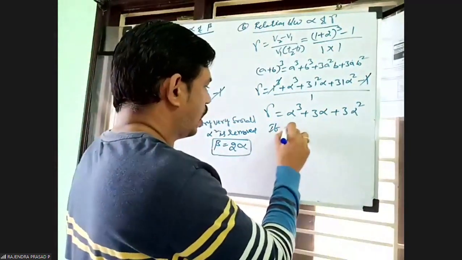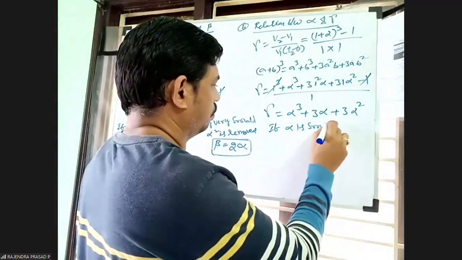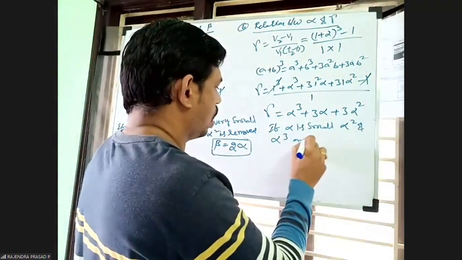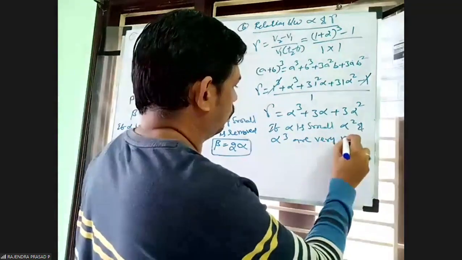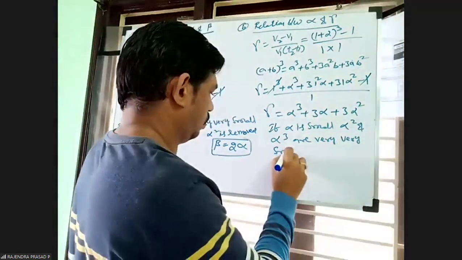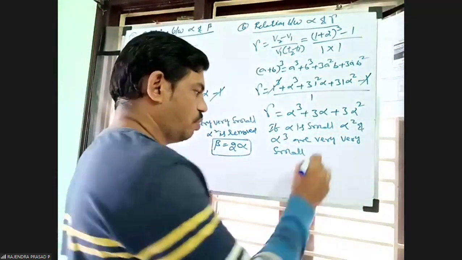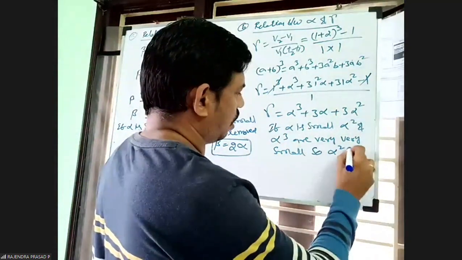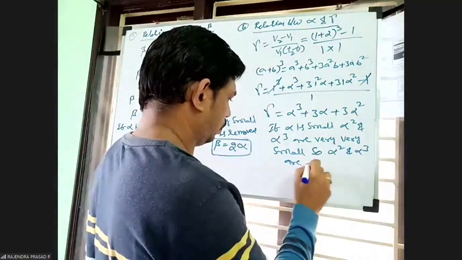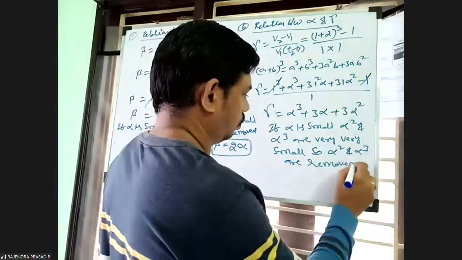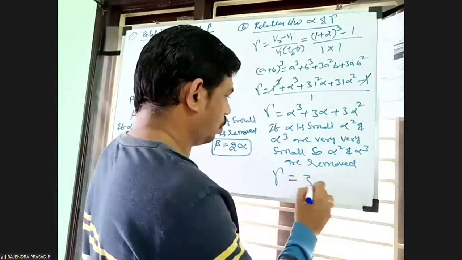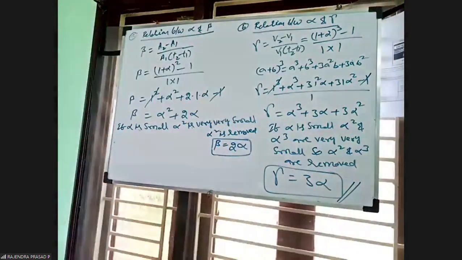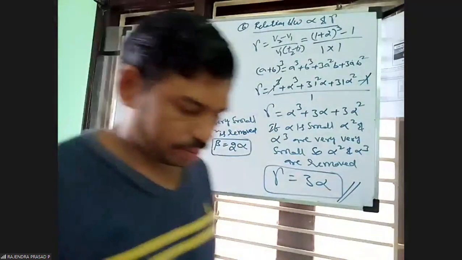If alpha is small, alpha square and alpha cube are very, very small. So these two values, alpha square and alpha cube, are removed. Therefore gamma equal to 3 alpha. So beta is equal to 2 alpha, gamma equal to 3 alpha.